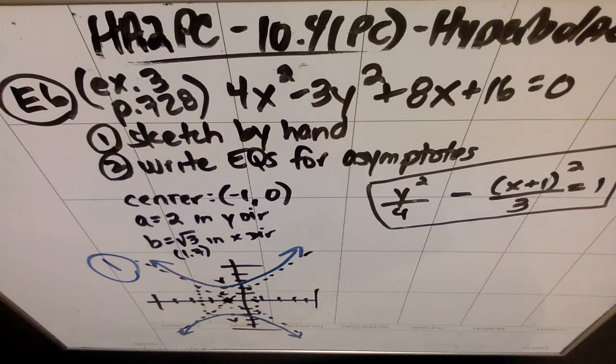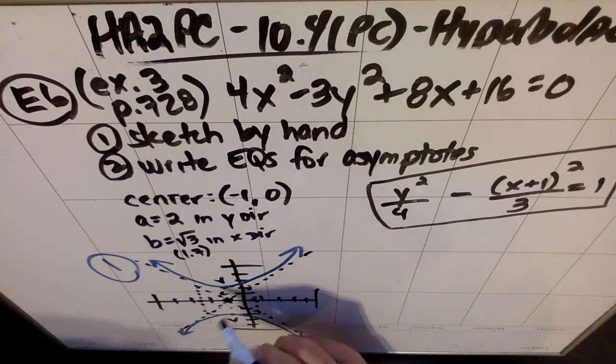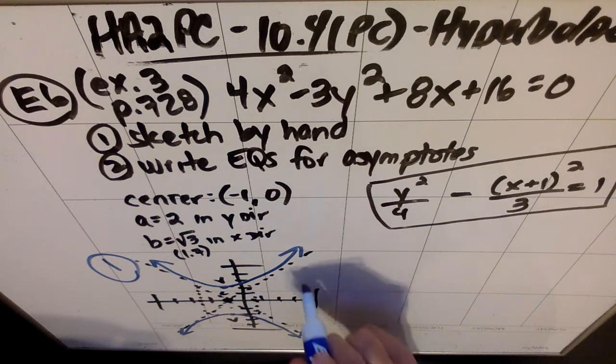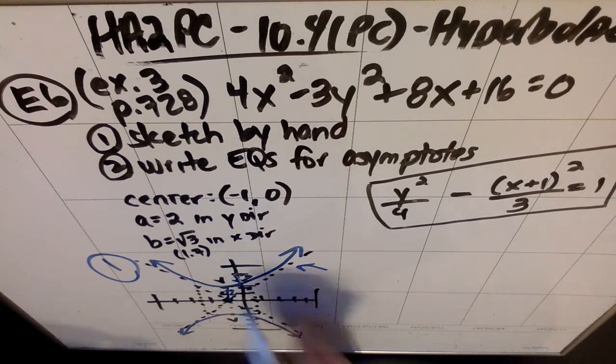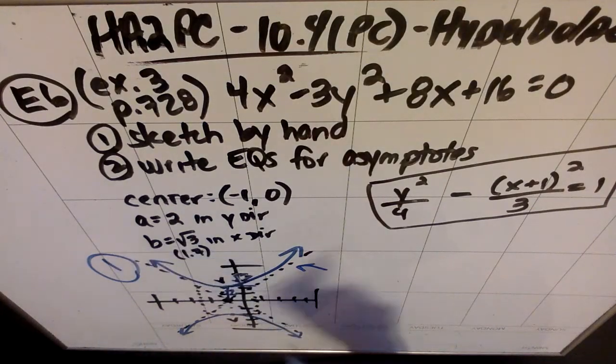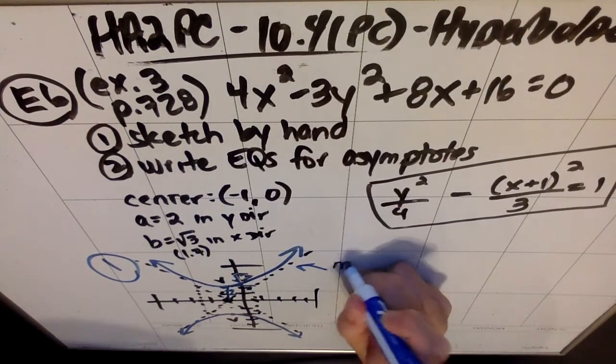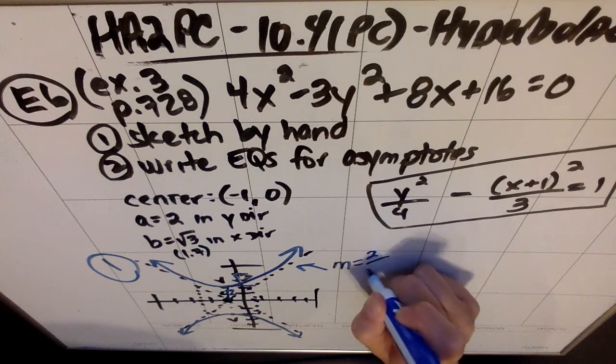But now I need the equations of the asymptotes. What I mentioned in the video when we talked about the equations for asymptotes is that when you have the graph, you can just do this by visual inspection. If I want the slope of this line from the center, this thing has a rise of 2 and a run of root 3. And the other line goes in the opposite direction. So this line right here has a slope of 2 over root 3.